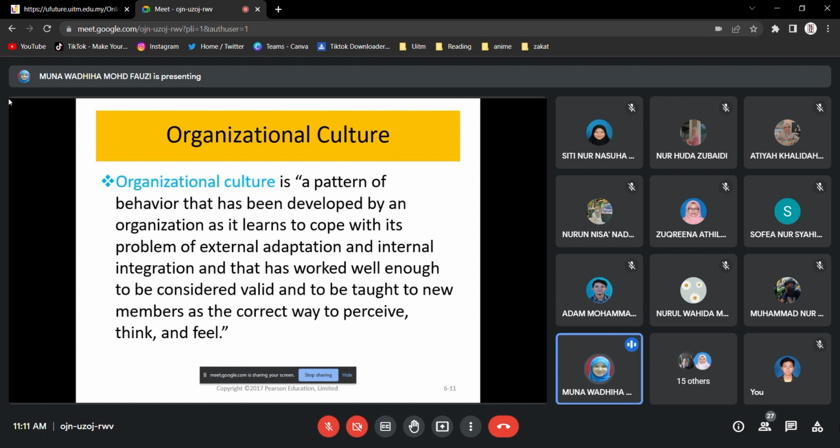So all of this is the internal adaptation as well as the external adaptation from the environment. What we can say is that these are the patterns of behavior that have been developed in the organization and how it learns to cope, whether in the external adaptation or the internal adaptation.